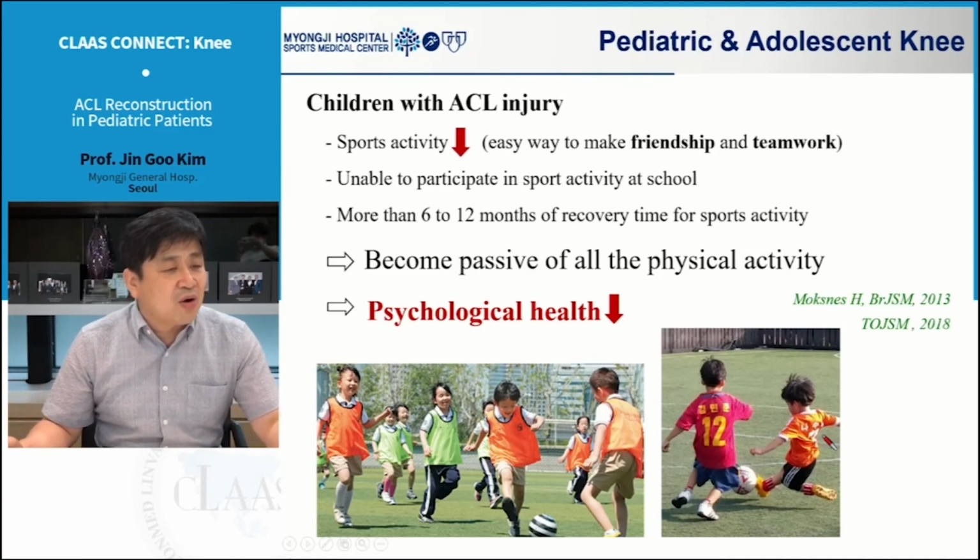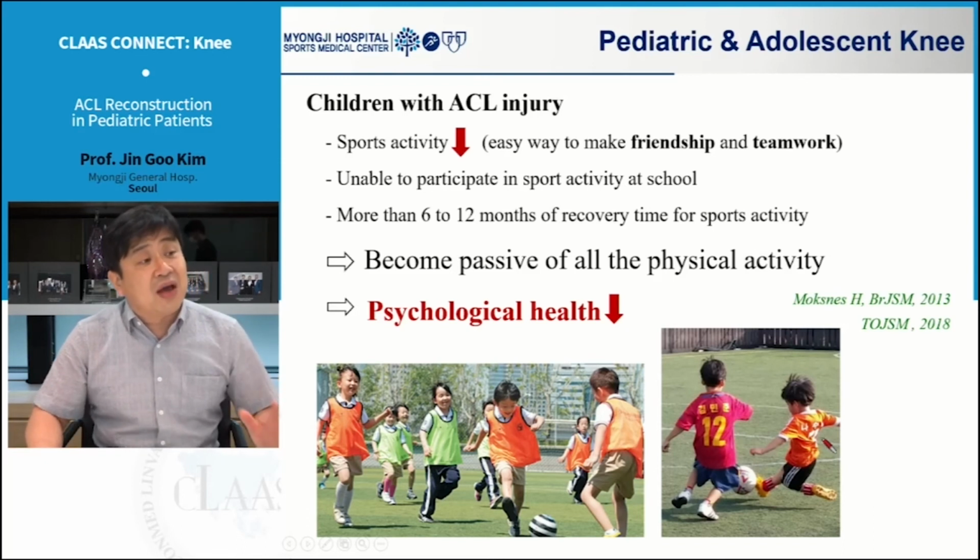Now, as our society is developing, we have a very good interest in the psychological health of our children, because ACL injury reduces sports activities. This is a breakdown of friendship and teamwork, and they are unable to participate in sports activities. This memory is very painful for the children for the whole life. So it is our duty to return them to sports activities, to make friendships and teamwork in these very valuable ages.